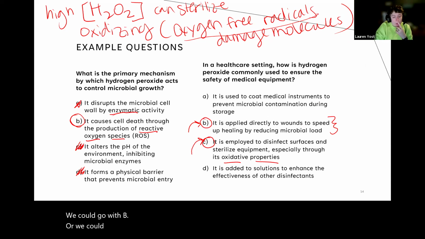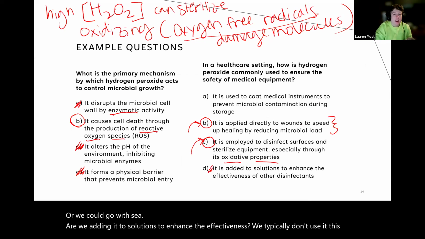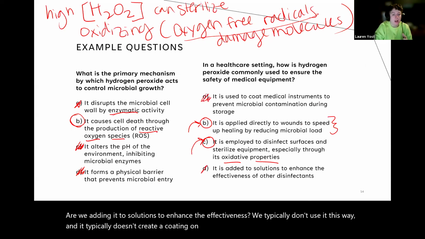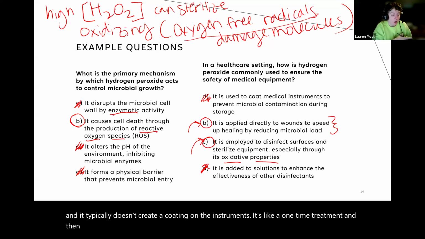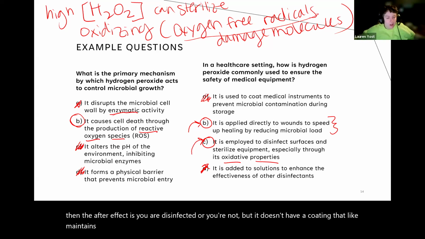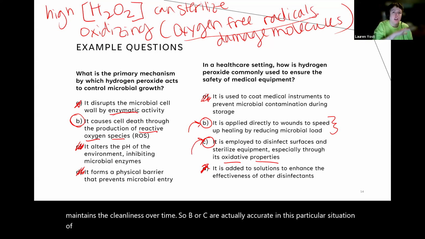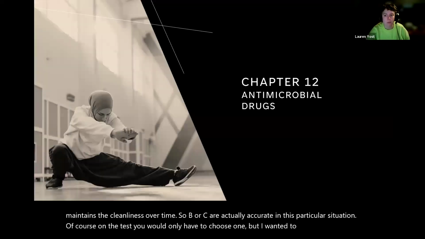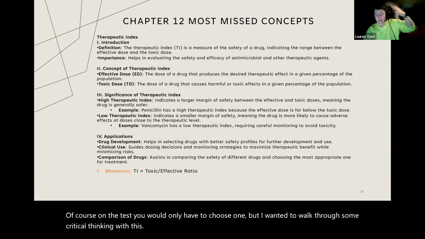Are we adding it to solutions to enhance the effectiveness? We typically don't use it this way. And it typically doesn't create a coating on the instruments. It's like a one-time treatment. And then the after effect is you are disinfected or you're not. But it doesn't have a coating that maintains the cleanliness over time. So B or C are actually accurate in this particular situation. Of course, on the test, you would only have to choose one, but I wanted to walk through some critical thinking with this. All right.